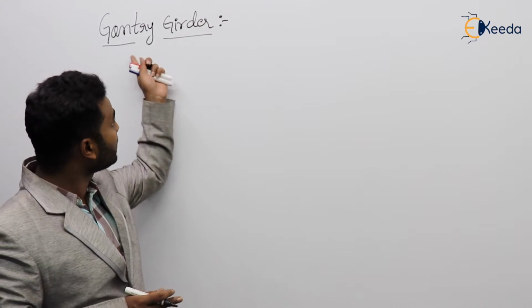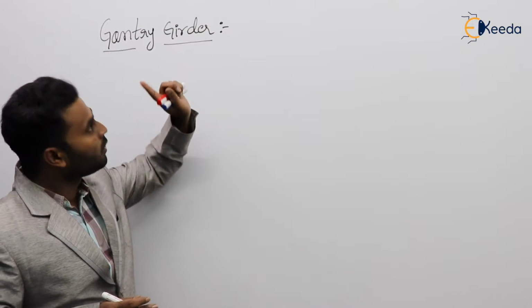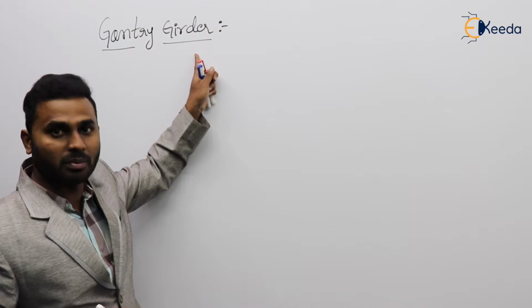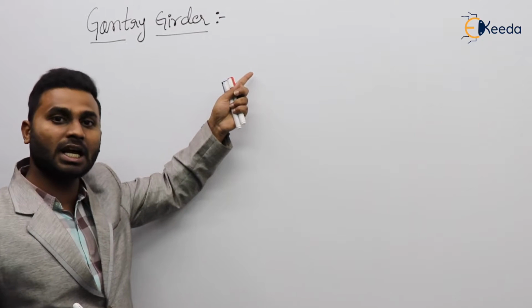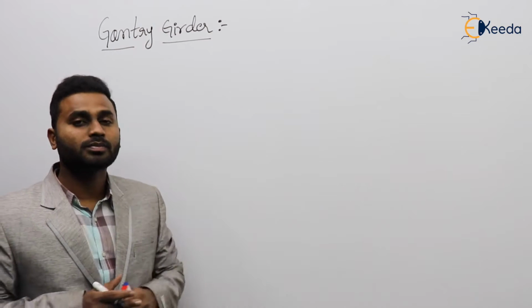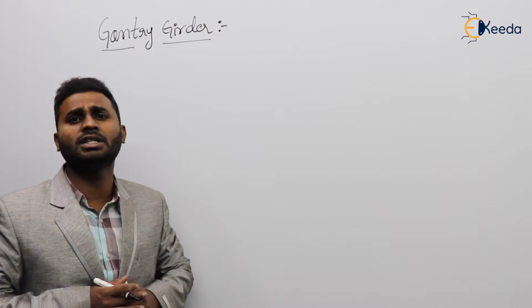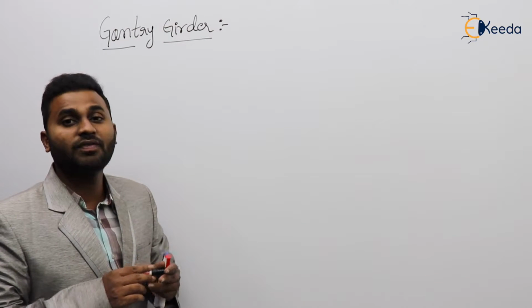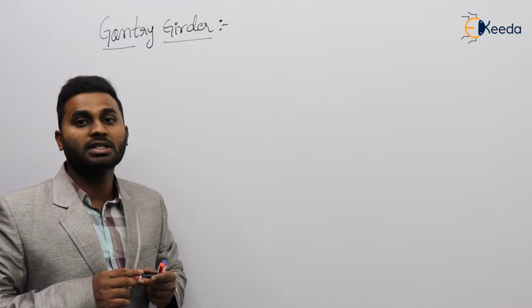Clear? So now let us see the gantry girder, where we are going to use it. No doubt, girder is nothing but beam. So girder is a synonym for beam. Previously we discussed plate girder. It is made with plates, that is why it is called plate girder. Now it is called gantry girder. So let us see where it is used and what is its importance.